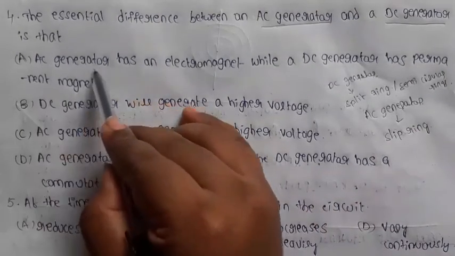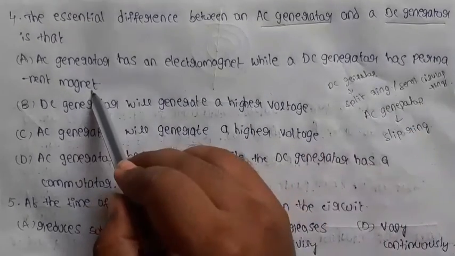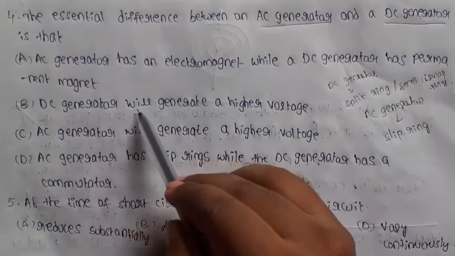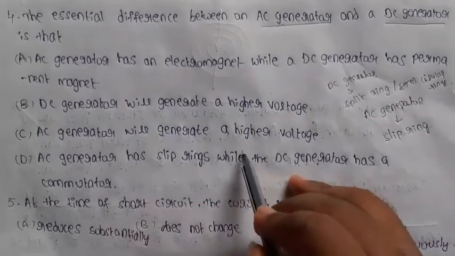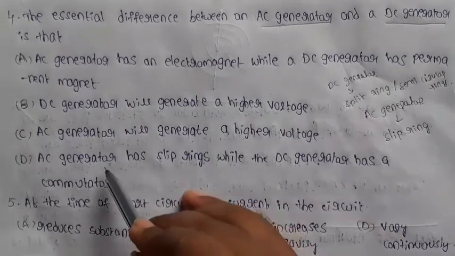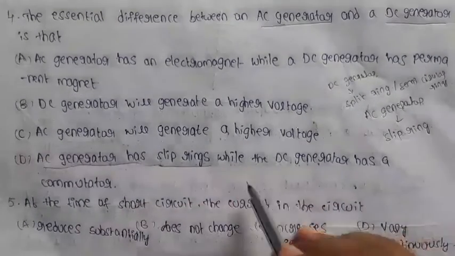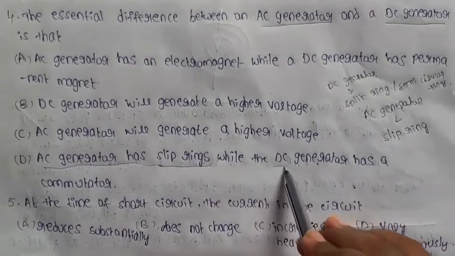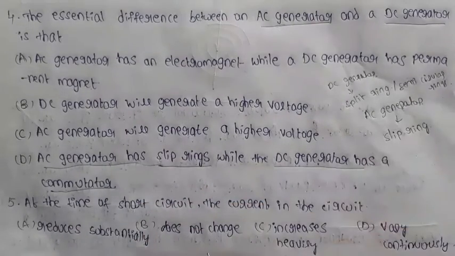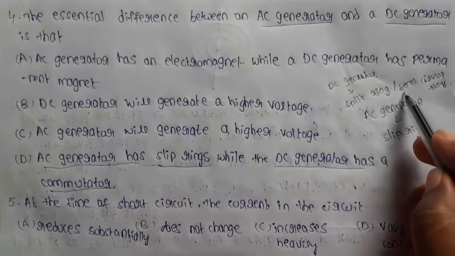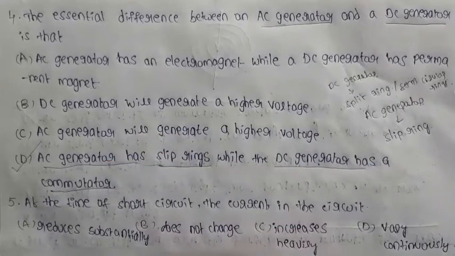So see the options. AC generator has an electromagnet while a DC generator has a permanent magnet. Wrong option. DC generator will generate higher voltage. Wrong option. AC generator has slip ring, while the DC generator has commutator. Which type of commutator? Split ring type commutator or semicircular ring type commutator. So option D is the correct answer.